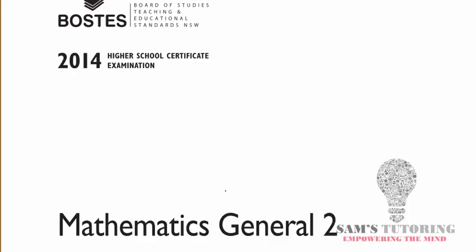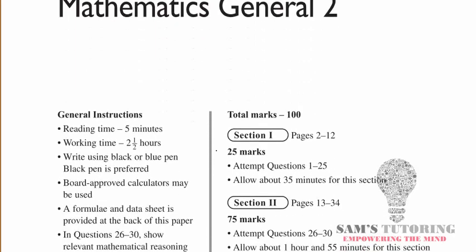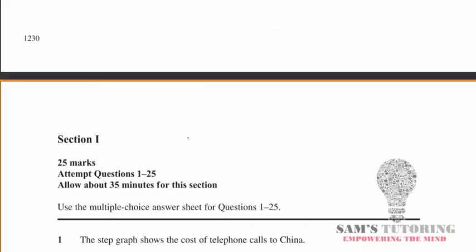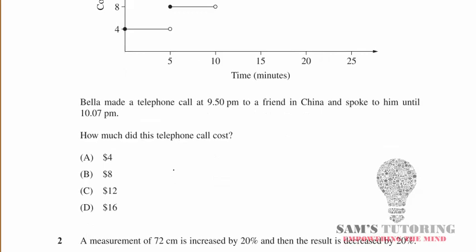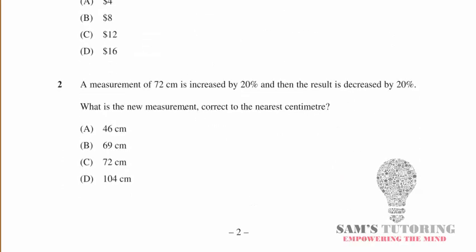2014 HSC Mathematics General 2. Let's go down to question maybe number 2. A measurement of 72 centimeters is increased by 20%, and then the result is decreased by 20%.